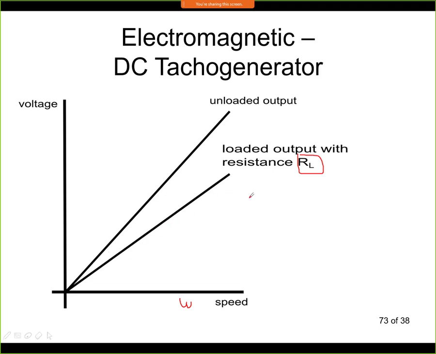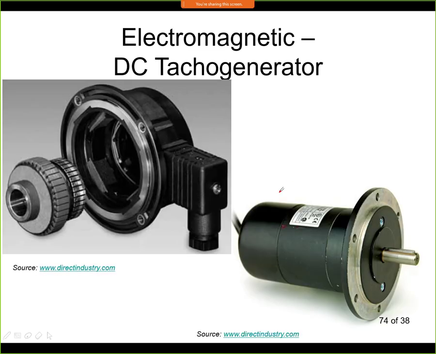So if you use a DC tachogenerator, you need to take care about the load resistance that you are connecting to it. In manufacturer specifications, you will typically find a number saying not to connect a load resistance outside of this range, for example. Now let's take a look at how this looks.